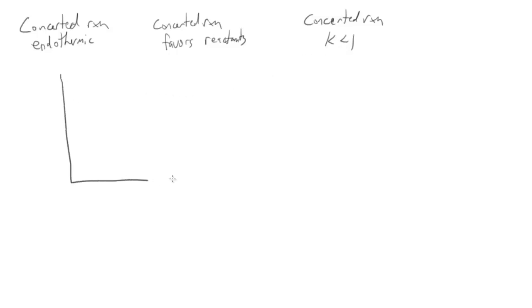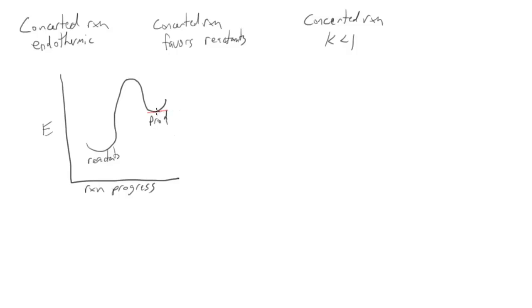So given this reaction coordinate diagram, go ahead and pause the video and try and draw a concerted reaction that's endothermic. We start with reactants, we go through a transition state, we do not have an intermediate, and we end at products. The reactants have to be lower than the products in energy, and energy has to go into the reaction to make it happen.